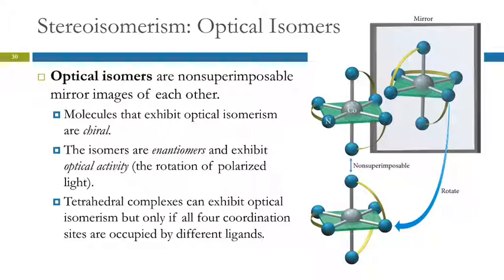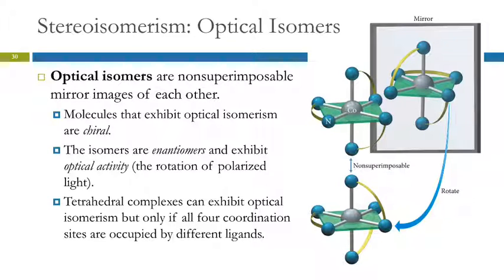They're called optical isomers because they rotate polarized light. So it has an optical activity, and that's something that can actually be measured. The two isomers are called enantiomers. So enantiomers are two optical isomers. And we use the word chiral to describe things that exhibit optical isomerism.